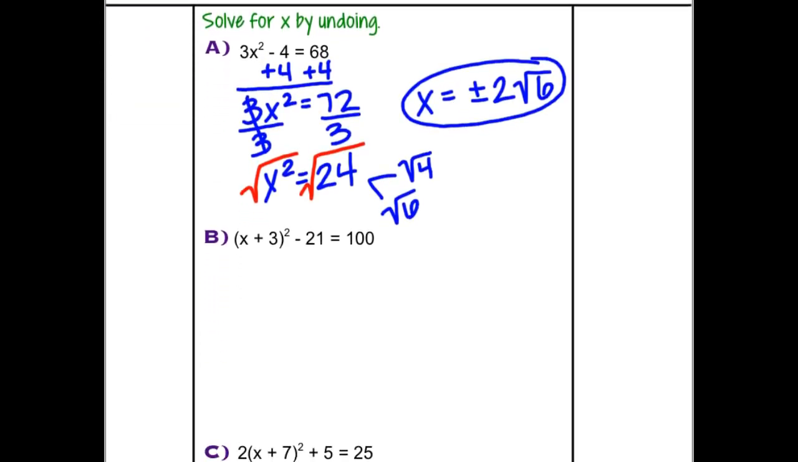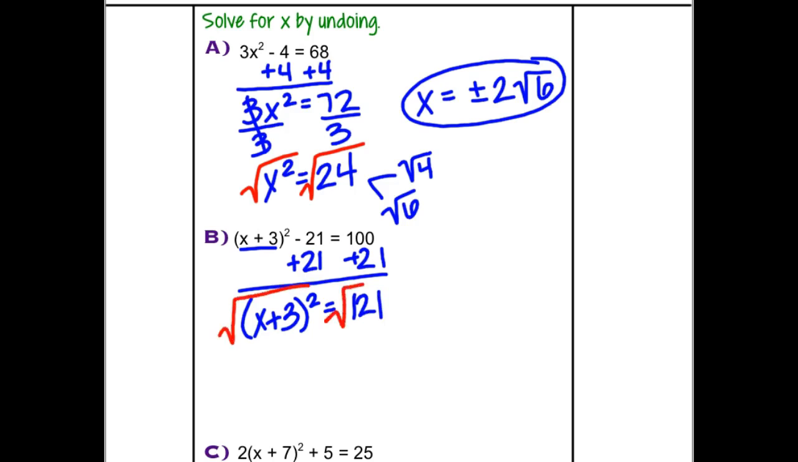All right, next example. Now we've got a binomial being squared. Remember, parentheses have to be done last, so you can't touch anything in the parentheses till everything else is gone. So we start by adding 21, and we get the quantity x plus 3 squared equal to 121. We can't get at that x plus 3 till the squared is gone, so we square root at this point. And then we will be left with x plus 3, because remember, square rooting undoes squaring.